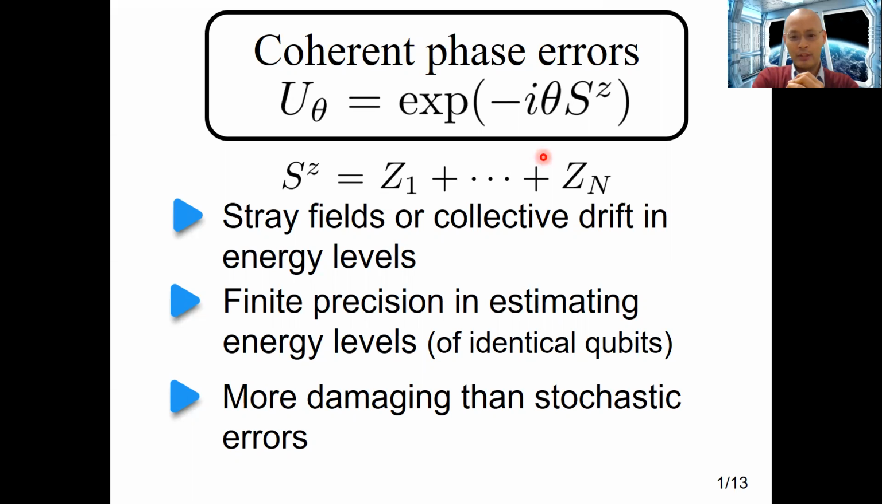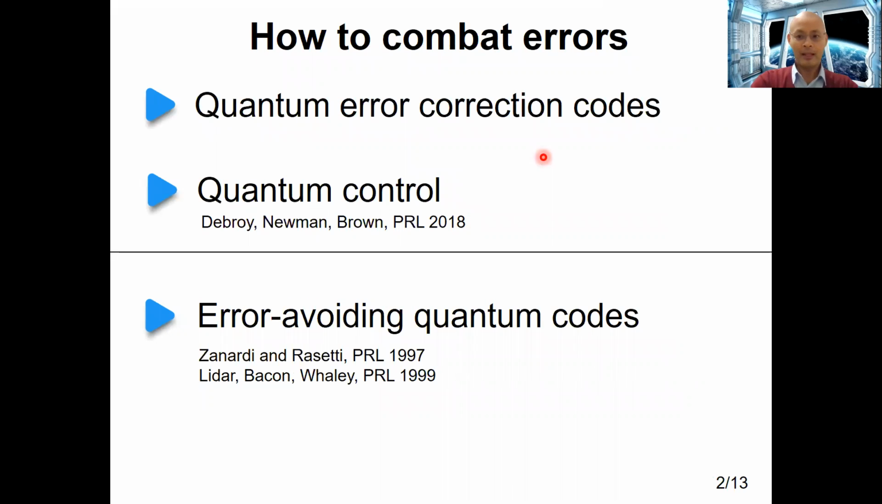These coherent phase errors are much more damaging than stochastic errors. And because of this, there's a lot of recent work that has focused on addressing coherent phase errors in physical systems. And there are a number of approaches to combat these coherent phase errors. Of course, one could use a quantum error correction code, and this is exactly what I will talk about today. However, there is more that we can do aside from just using a quantum error correction code.